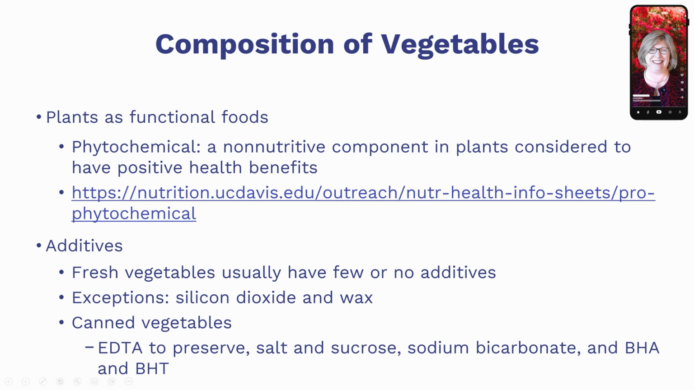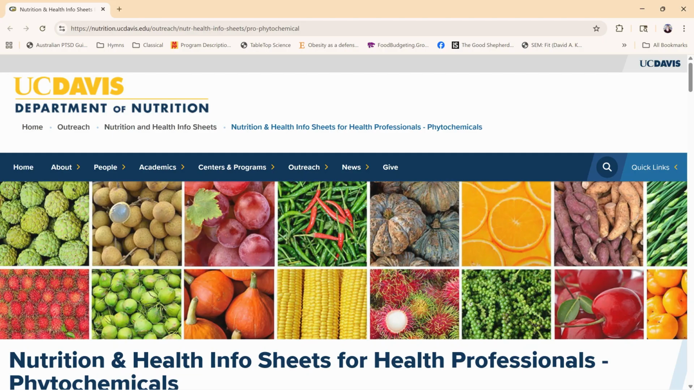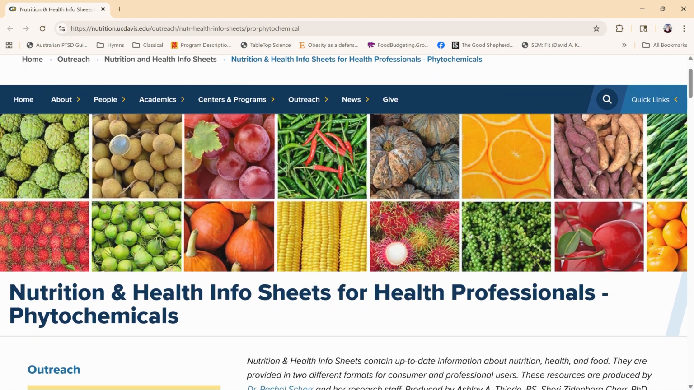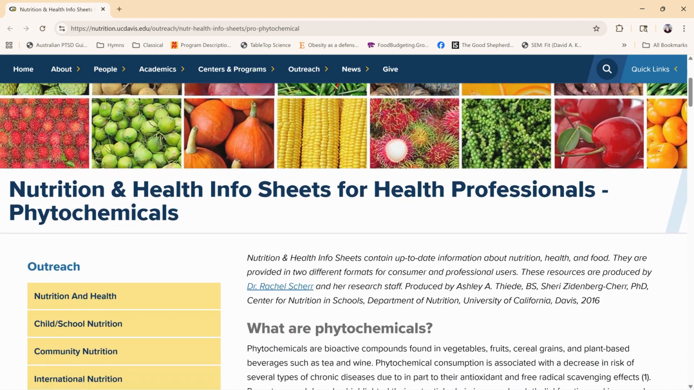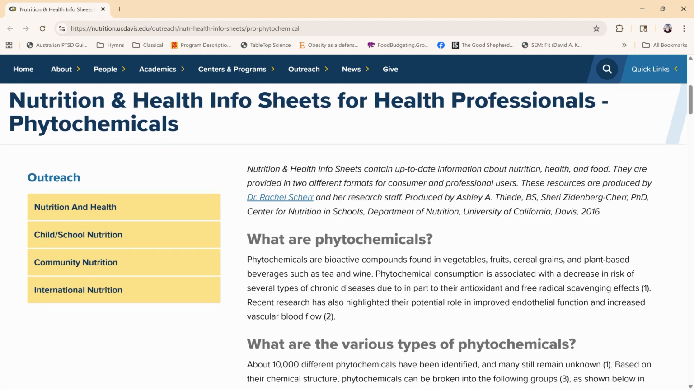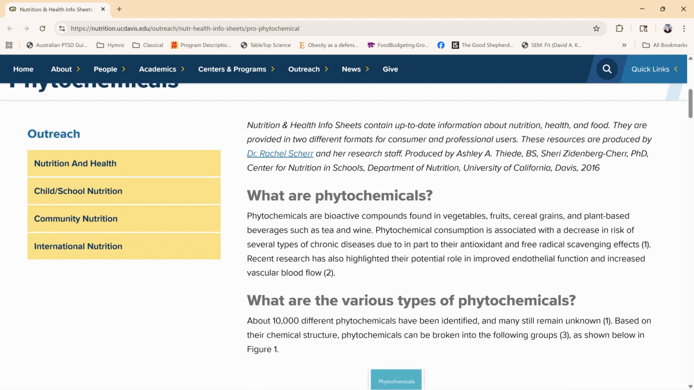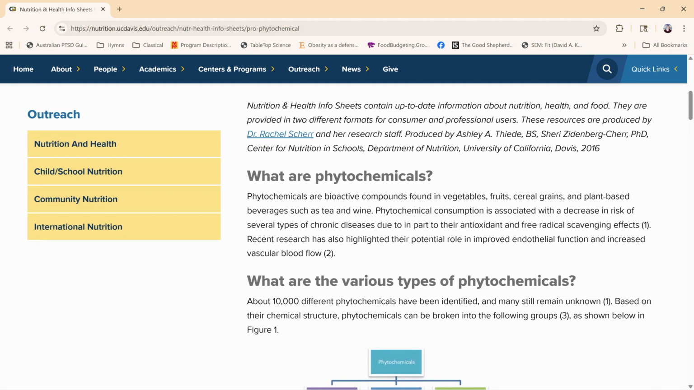Let's take a moment to explore this website that tells us more about phytonutrients. In the UC Davis Department of Nutrition, they have quite a bit of information about phytochemicals, and I thought it would be a good idea to pull this up and take a look instead of trying to copy it over to your slides. You can also go back to this link if you would like to learn more.